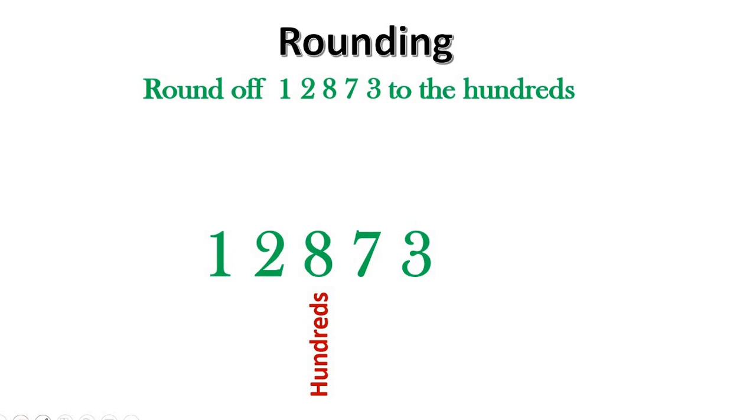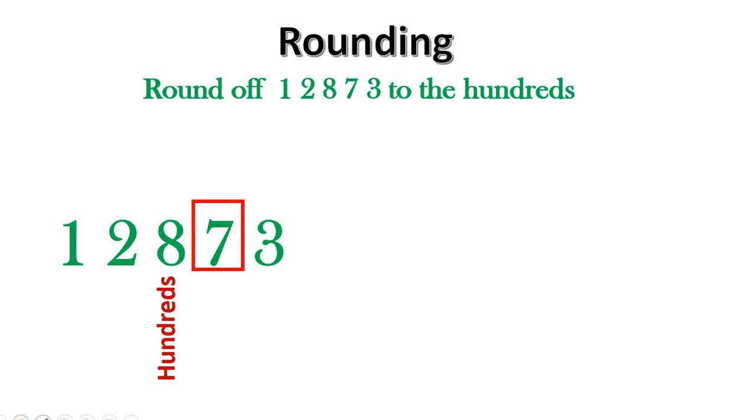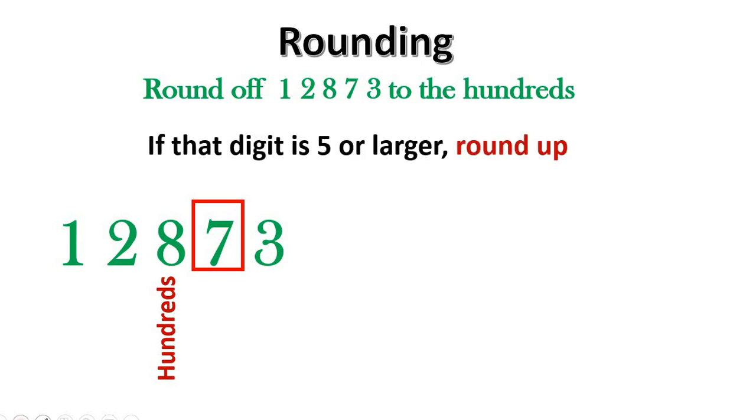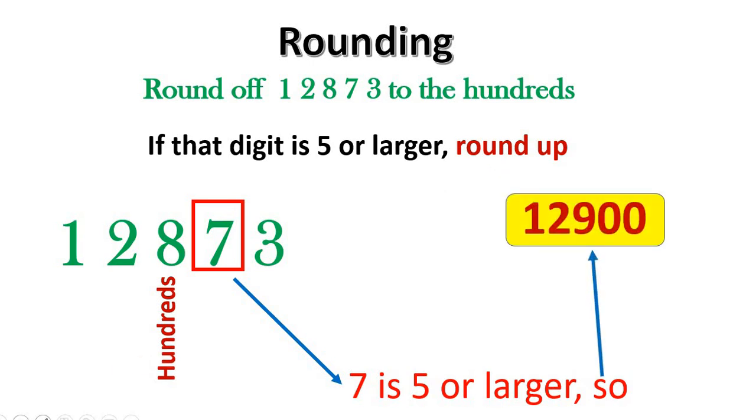Okay, so after I make that determination about where am I rounding off, what's my next step? Look at the digit in the next place value to the right. So my 8 is in the hundreds location. That digit to the right of the 8 is a 7. Alright, so I'm looking at that number, and now I'm ready to make my decision. There are only 2 choices. It's less than 5 or it's 5 and larger. So I see it's a 7. It's 5 or larger, so that means I'm going to round up. So 12,900 is my correct answer.